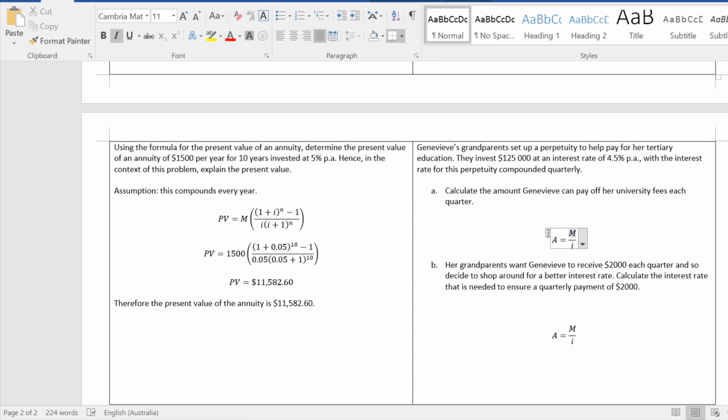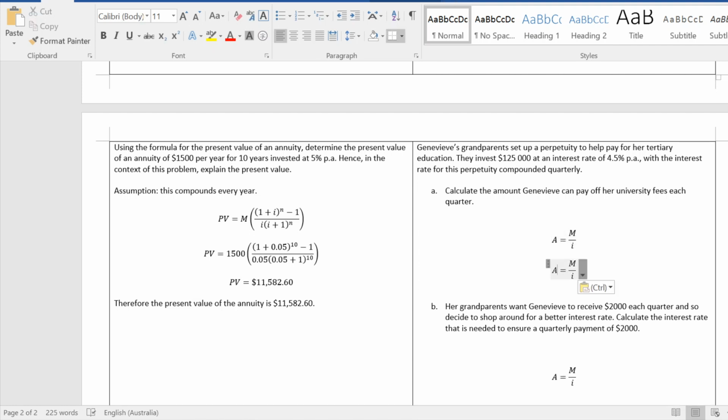All right, so we don't know the M value. What we're going to do is take this perpetuity formula and substitute in. Now, the amount that we have is $125,000. We don't know what M is. That's the amount she's going to receive from this perpetuity. The interest rate in this case is 0.045.